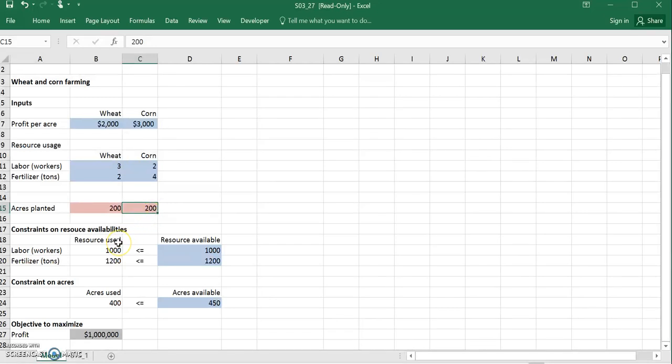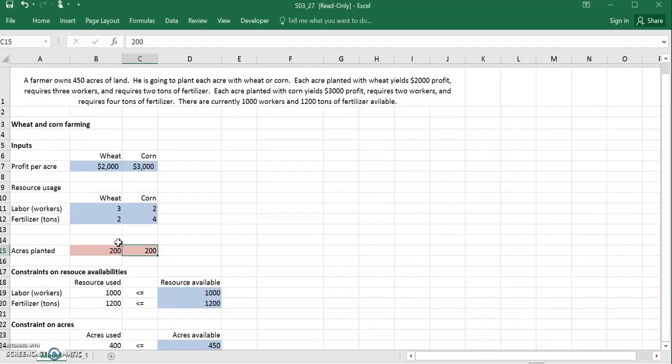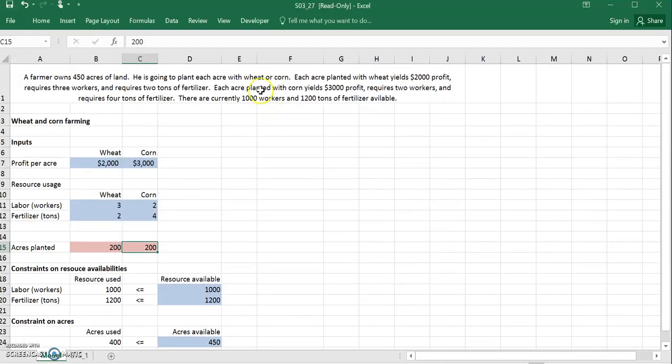All right, so one of the main constraints in the problem is that there are only 1,000 workers and 1,200 tons of fertilizer available and 450 acres of land. So these are all constraints because the farmer cannot use more than 1,000 workers, more than 1,200 tons of fertilizer, or more than 450 acres of land. That means that these resources used and acres used all have to be less than or equal to these that are available. And so let's talk about this.